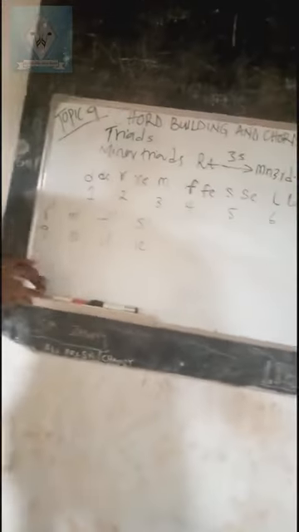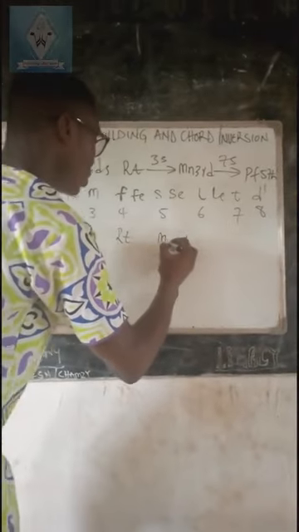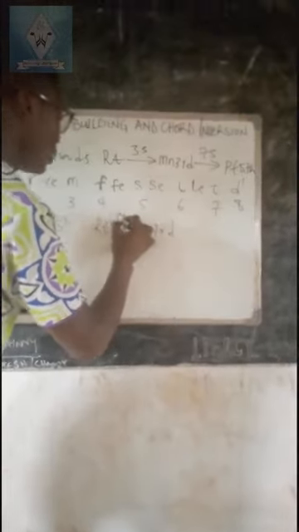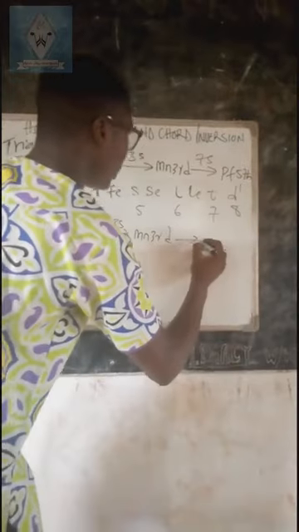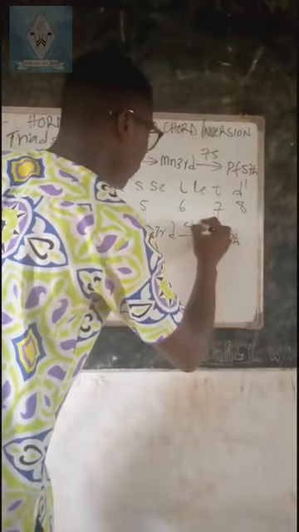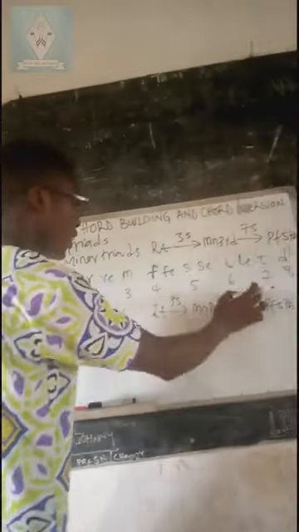Now, if from the root to the minor third is 3 semitones, from the minor third to the perfect fifth is 4 semitones. Subtracting 3 semitones from 7 semitones, that's 4 semitones.